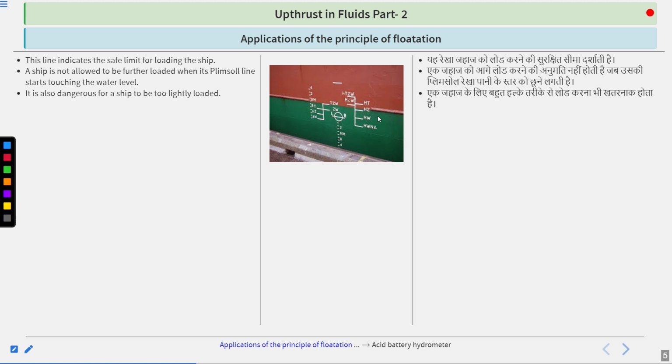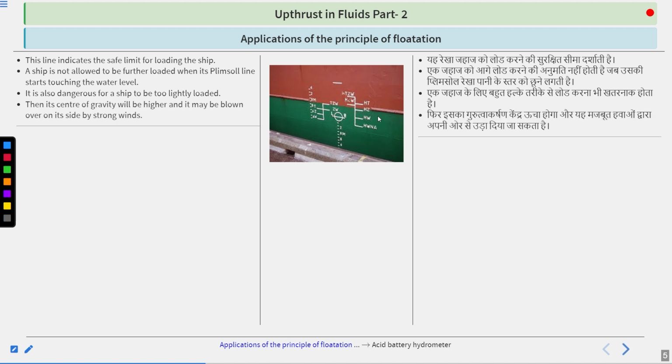It is also dangerous for a ship to be too lightly loaded. So we could say it is dangerous for the ship to be too heavily loaded. Why? Because the weight of the ship will become higher than the weight of the displaced liquid. But if the ship is too lightly loaded, that could also be dangerous for a ship. In which scenario? That is what we need to understand.